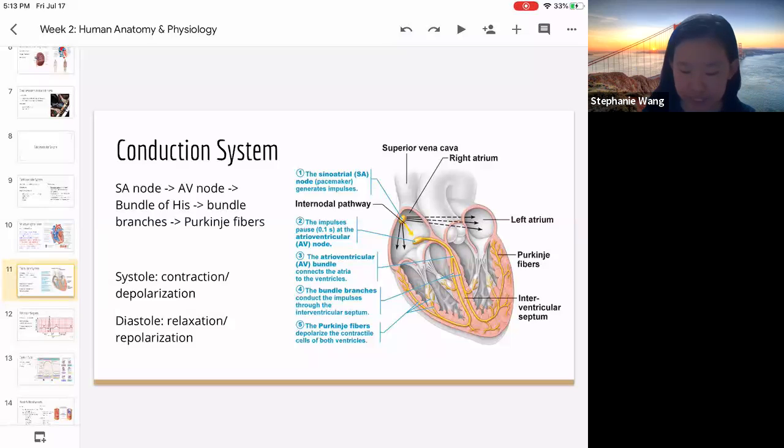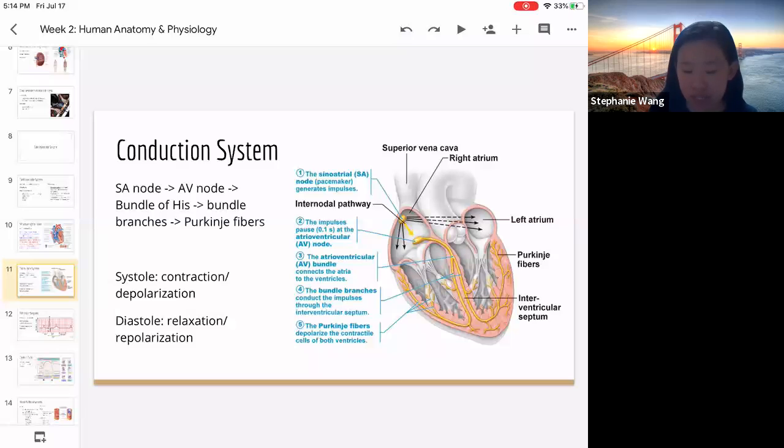So you can see here something called the sinoatrial node. The sinoatrial node emits these frequent electrical signals, and these electrical signals travel down the heart to what is here. You can see it's called the atrioventricular node, also known as the AV node. The function of the AV node is to delay the conduction by around 0.1 seconds.